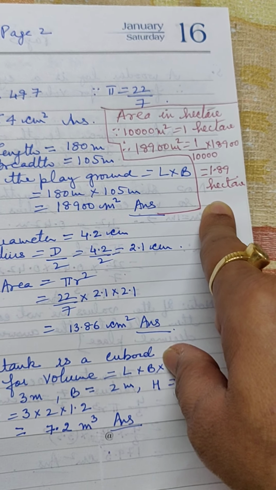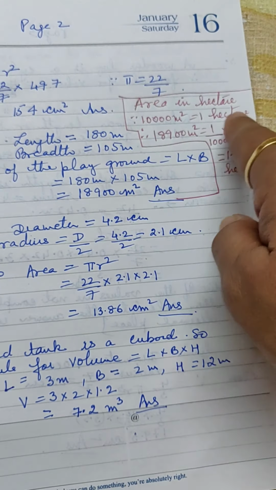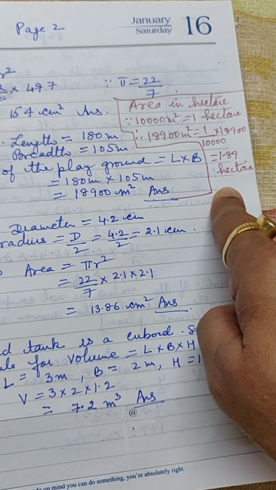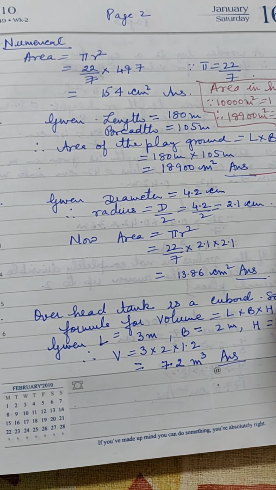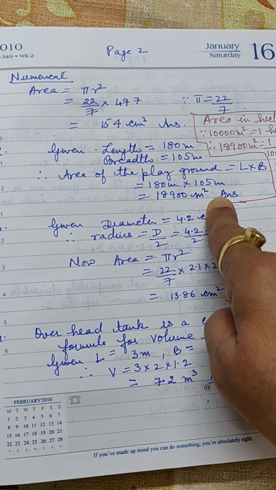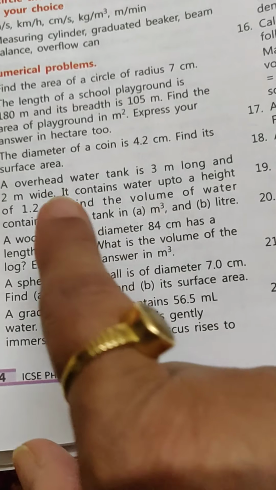So this is how we have solved the numerical. You have to see what the relationship is, and accordingly you calculate the value in hectare. So this was the second numerical which we did, in which we had to calculate the area of a playground in meter square and hectare. Then comes your third numerical.